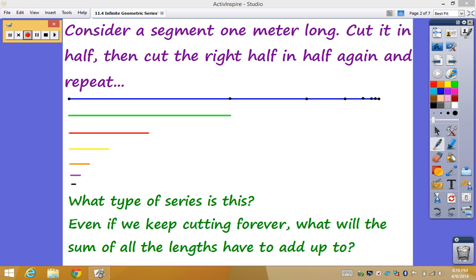This is the type of series that we call an infinite geometric series, because even if we keep cutting forever, the sum of all the lengths of the segments will still have to add up to just 1 meter. So even though this series, in other words, has infinitely many terms, it still has a finite sum.